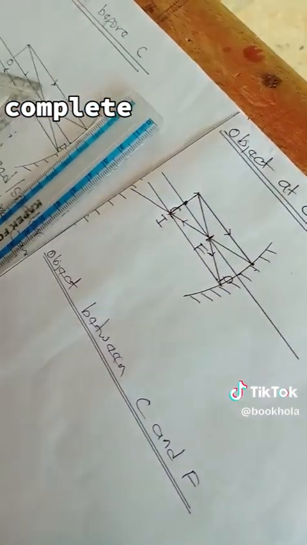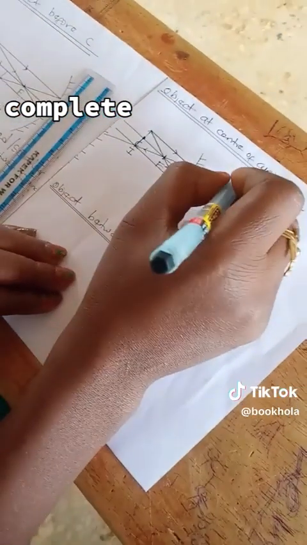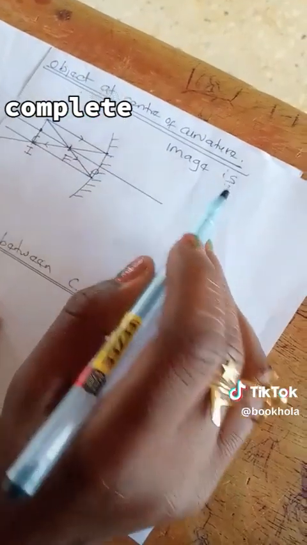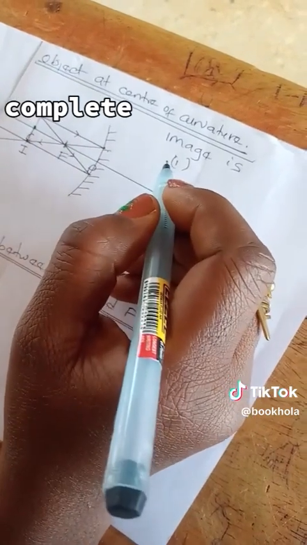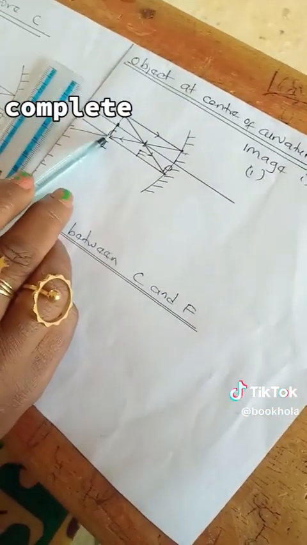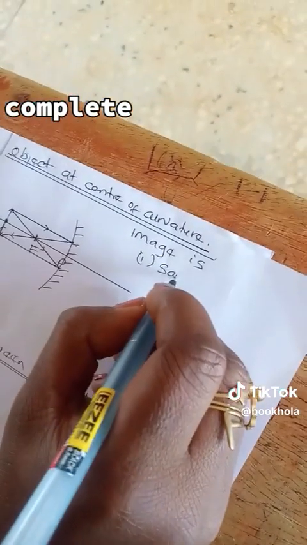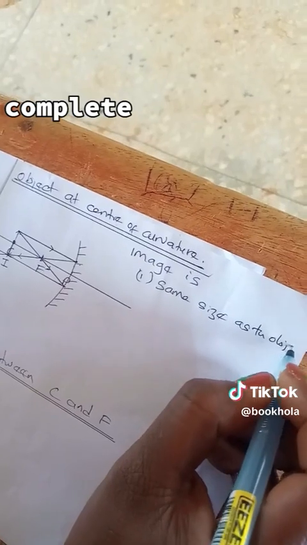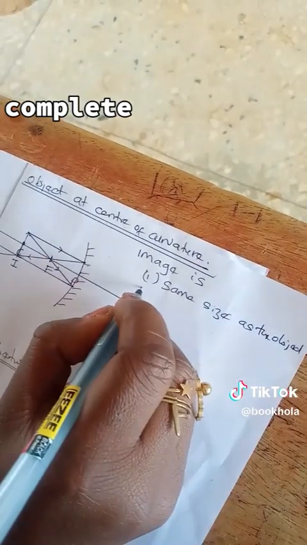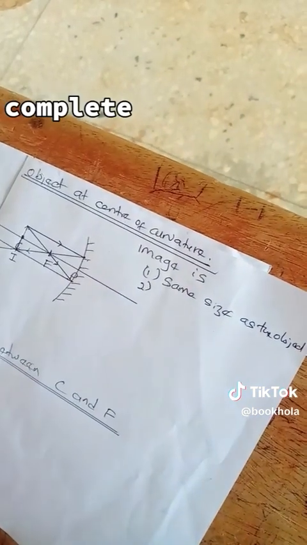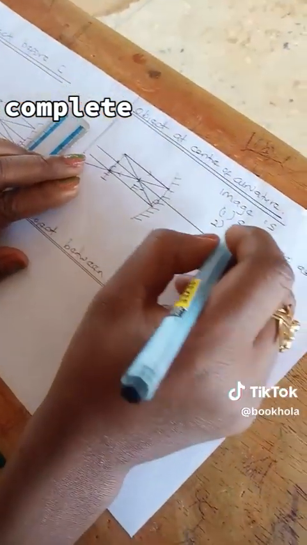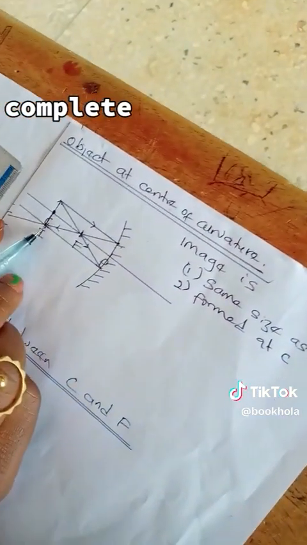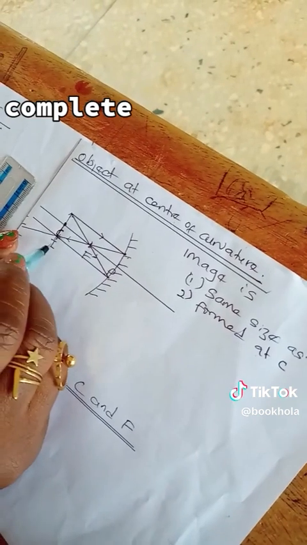So what can we say from these characteristics now? What is the image? For object at center of curvature, the image is the same size as the object. Then two, the image is formed at C, at the center of curvature. This is C here.